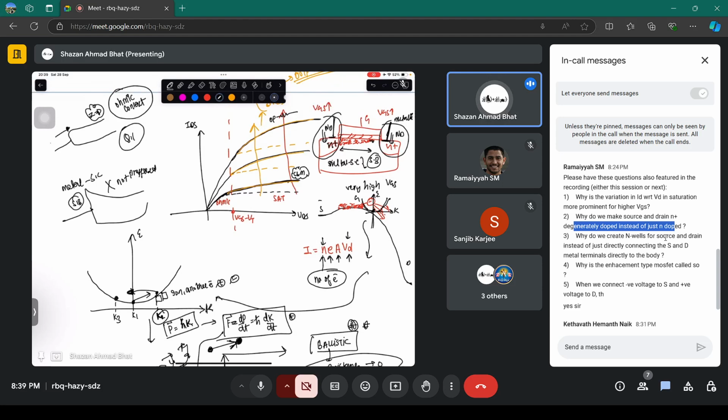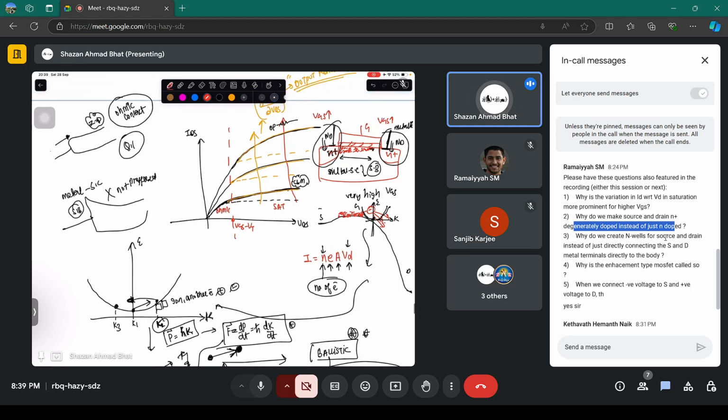The simplest answer is that you have to match. The Fermi level of the highly doped semiconductor will be almost in the conduction band, just like the scenario with the metals. So you have a huge sea of electrons there, and you have a very good chance of connecting the electrodes with it. I hope that answers the second question. Why do we create N wells for source and drain instead of just directly connecting the source and drain metal terminals directly to?